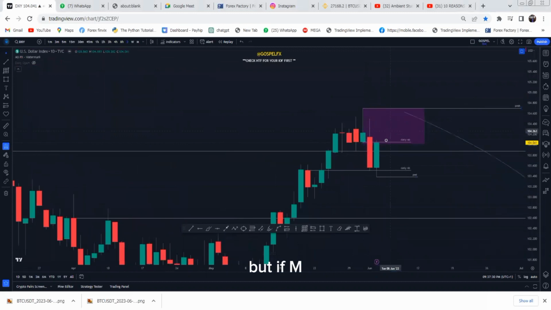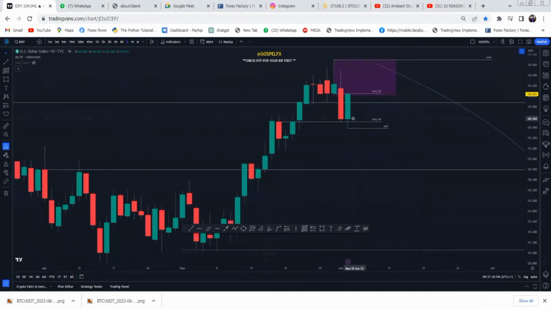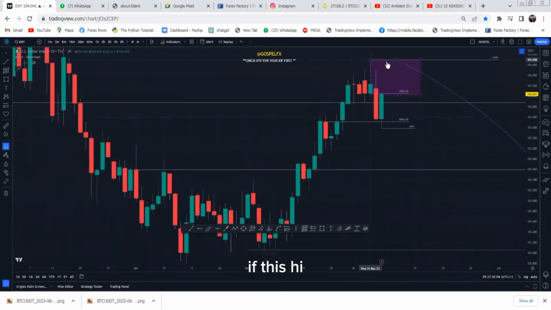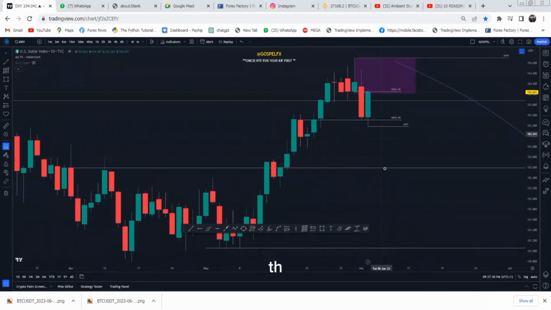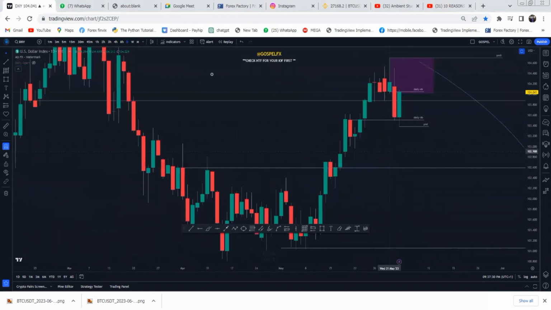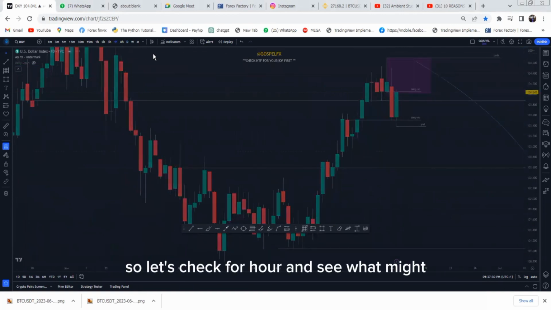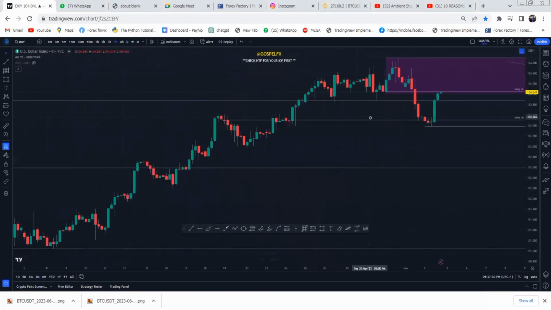Okay, but if Monday should open trades higher to clear this buy side liquidity, we might want to see a retracement and then a continued push to the upside. But if this previous weekly high is defended and the previous weekly low is taken out, then we want to see price drop lower. So let's check 4 hour and see what might happen.